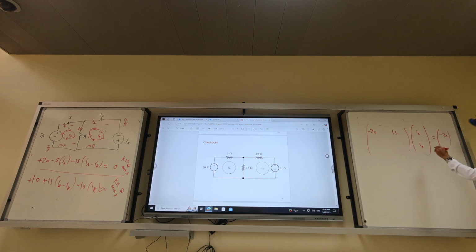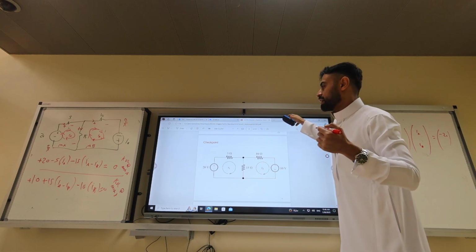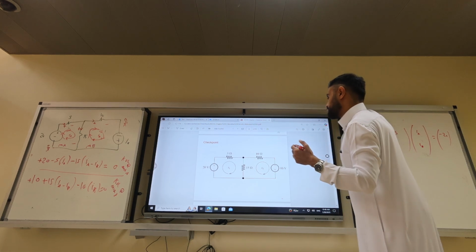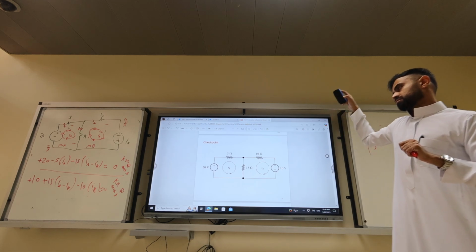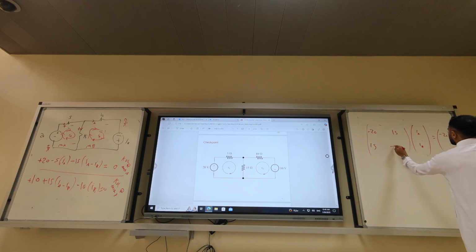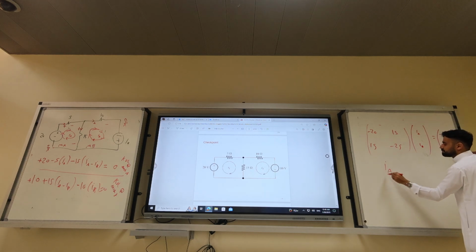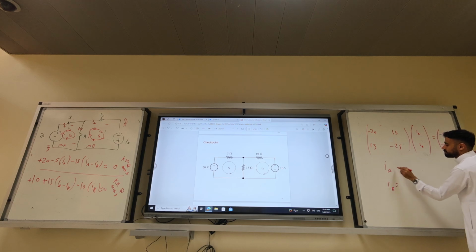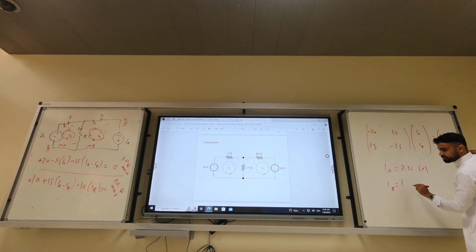How about the second equation? Who wants to do the second equation? We don't have time. 15 IA. What's IB? Minus 25. What's the constant? Minus 10. Solvers, please solve the system. IA equals 2.36. IB equals 1.81.